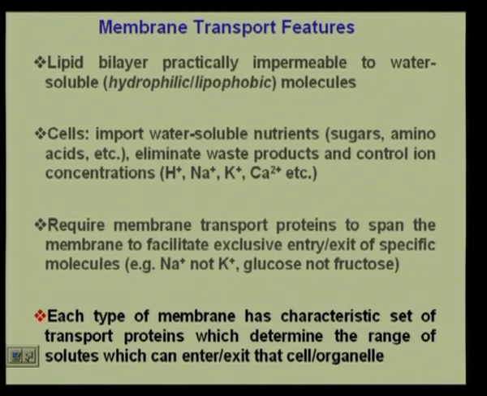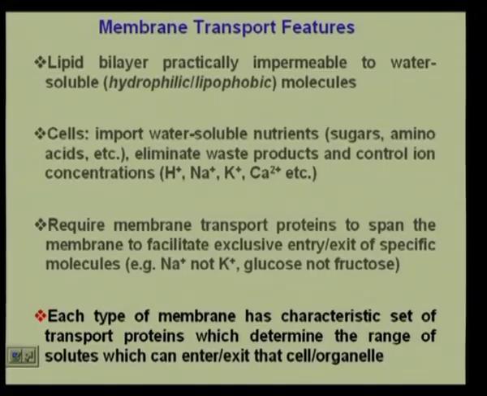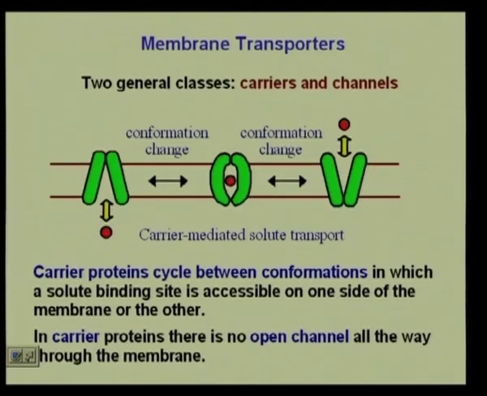It is like a security control. Each of these membrane proteins will exactly determine what type of ions or molecules are going to enter the cell and when they are going to enter the cell. All this is controlled by these transport proteins. Now, the membrane transporters, that are these proteins, are actually of two general classes. The two general classes are carriers and channels.